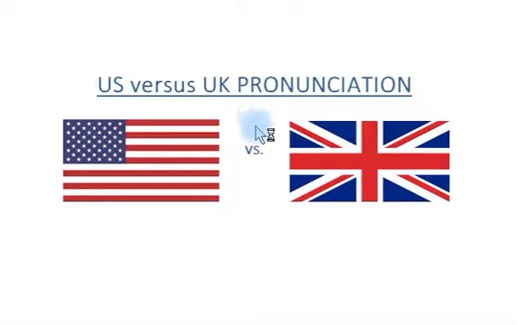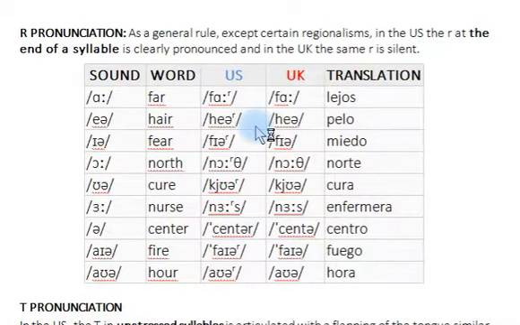Okay, well, first of all, one of the most important differences is the pronunciation of the R at the end of the syllables. As a general rule, except certain regionalisms, in the US, at the end of the syllable, we pronounce the R, like far. And in the UK, the same R is silent, far. Okay, so this is a very important difference.